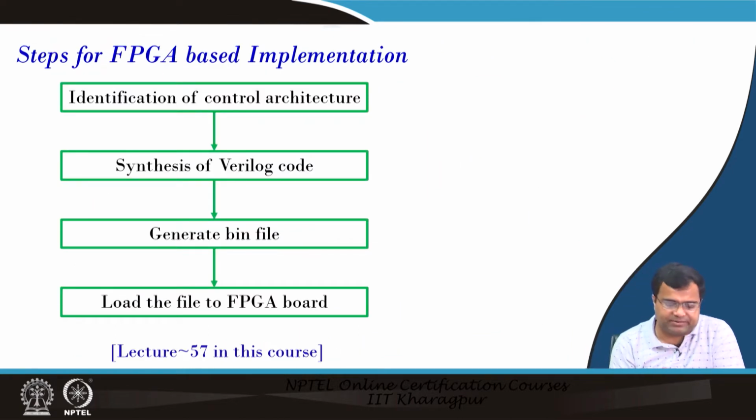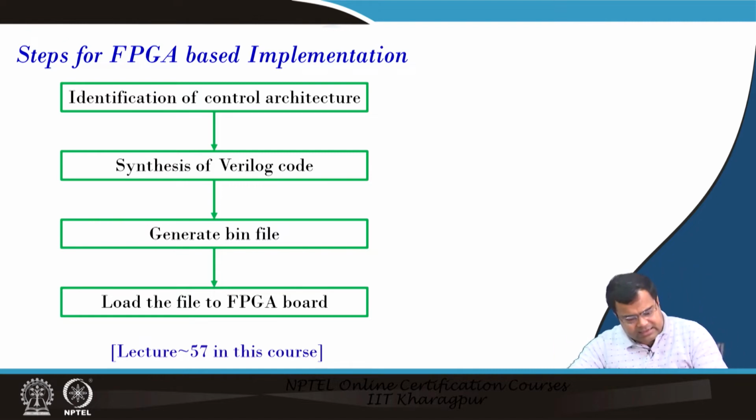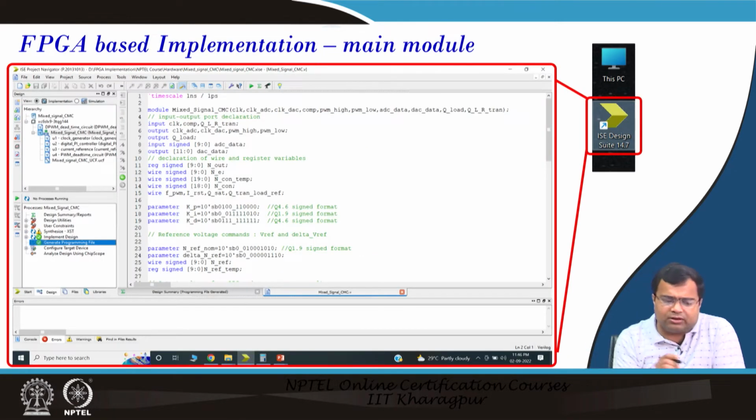The steps for implementation are presented in lecture number 57, so one can refer to it for more detail. Today we are also going to demonstrate these steps in the actual hardware prototype. And this is the main code for mixed signal current mode control.